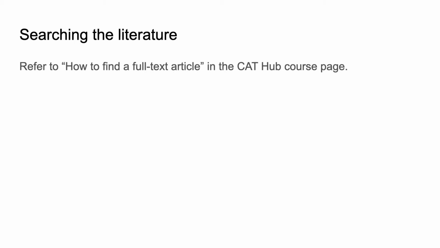Searching the literature is a very extensive topic. If you would like to refresh your idea about how to search in PubMed and in Google Scholar, I advise you to refer to the How to Read, Find the Full Text article. That is a PDF prepared by my colleagues on the Cat Hub course page on the Notion page for the Cat Hub. All right.